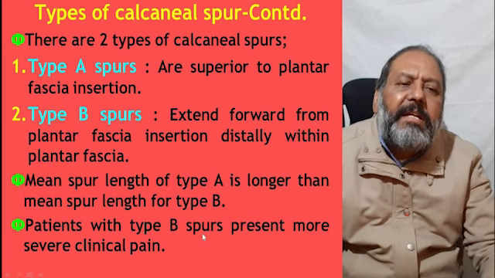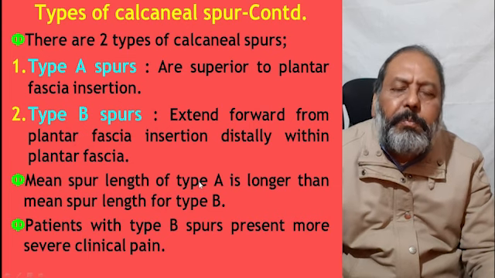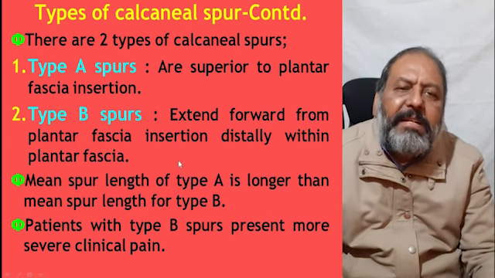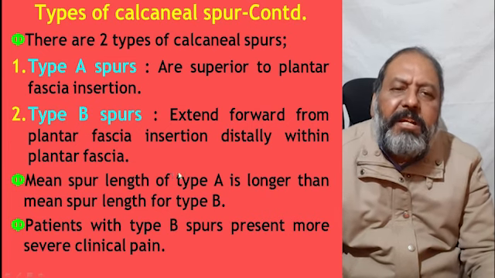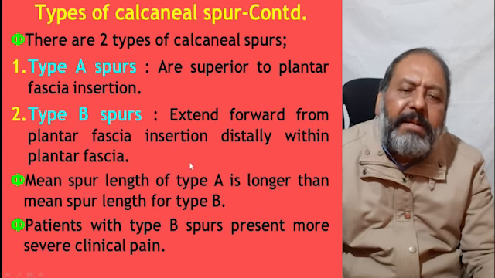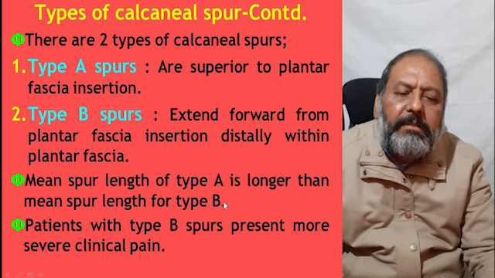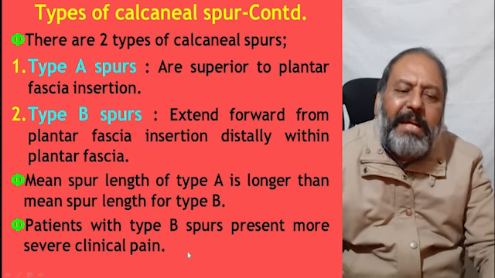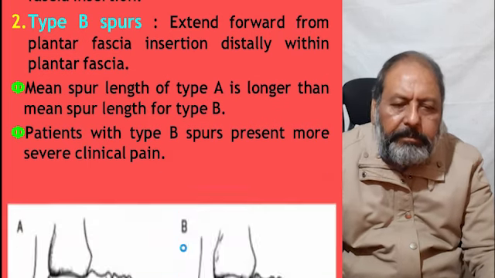Now, types of the calcaneus spur continued. There are two types of the calcaneus spur by another classification, that is type A spurs, which are lying superior to the plantar fascia insertion, and the type B spurs, which extend forward from the plantar fascia insertion distally into the plantar fascia. The mean spur length of type A is longer than the mean spur length for type B. Patients with the type B spur present more severe clinical symptoms.